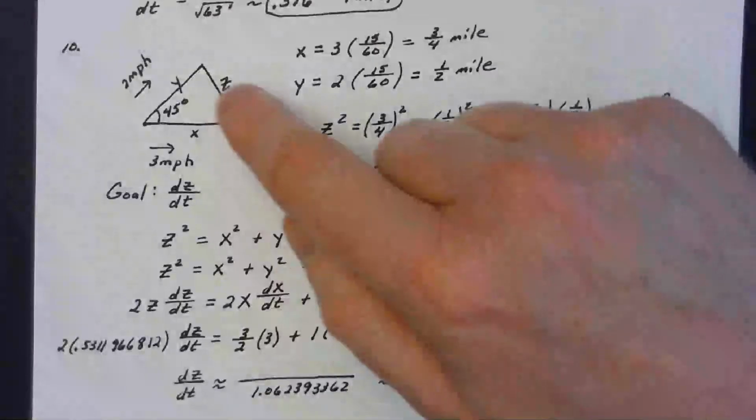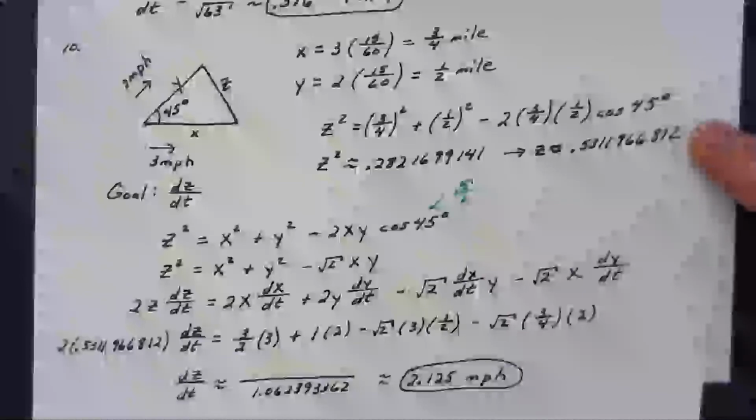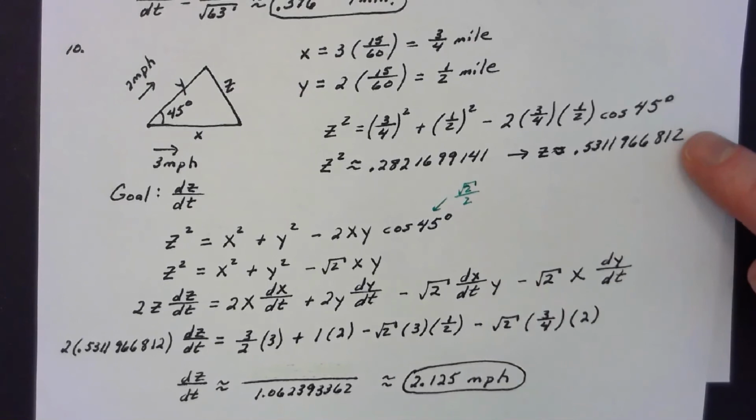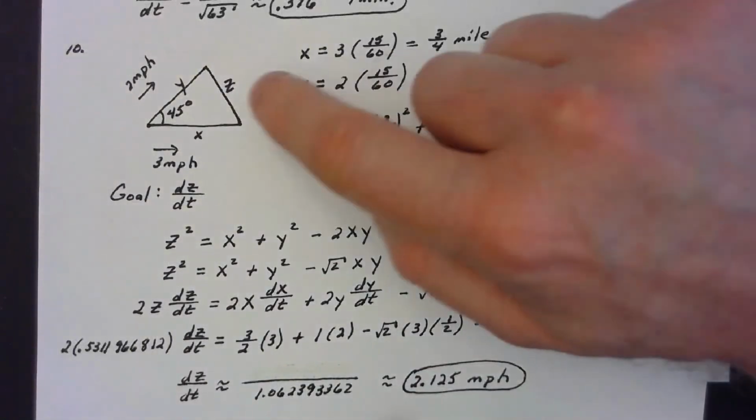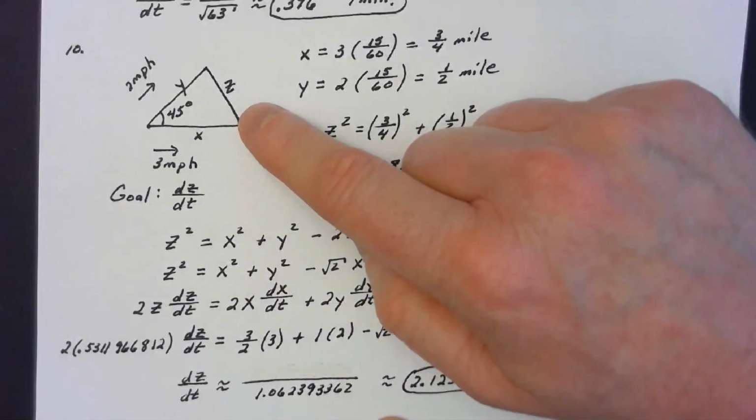Now, that's how far apart they are at the point of interest. But that's not my goal of the problem. My goal of the problem is to find out how fast that distance is changing. Is it increasing? Is it decreasing? And we know it's increasing because the two are walking away from one another. So how fast is that distance increasing? I know dz dt is going to be positive.